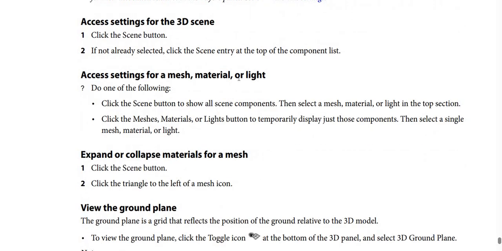And how to access the settings for a mesh, material, or light? You should click the scene button firstly to show all scene components, and then select a mesh or material or light in the top section. After that, you should click the meshes, materials, or lights button to temporarily display just those components, and then select a single mesh or material or light.